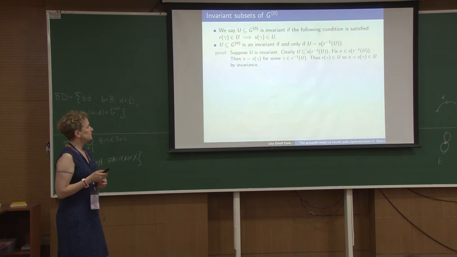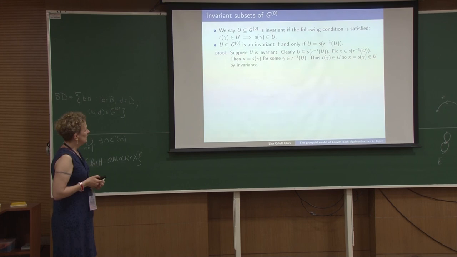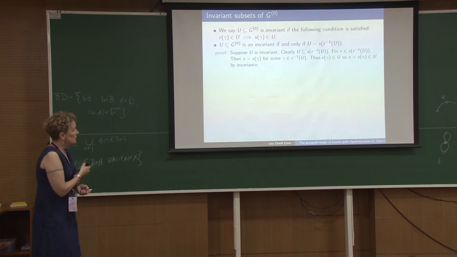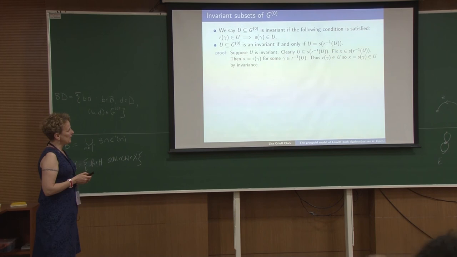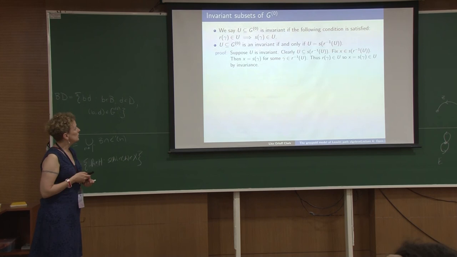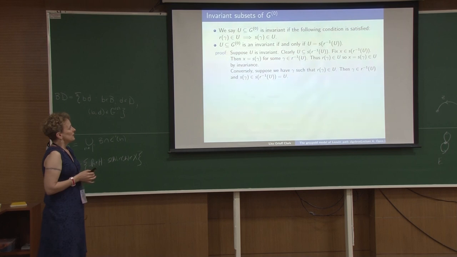Then we fix an element x in the saturation. So it's the source of the range inverse of U, so that x must be the source of gamma for some gamma in the range inverse of U. This is an easy proof that's probably easier to sit down and do yourself than to follow my version. But that range of gamma is in U, so x being the source of gamma must also be in U by that invariance property. Then the other way, suppose you have a gamma such that the range of gamma is in U.